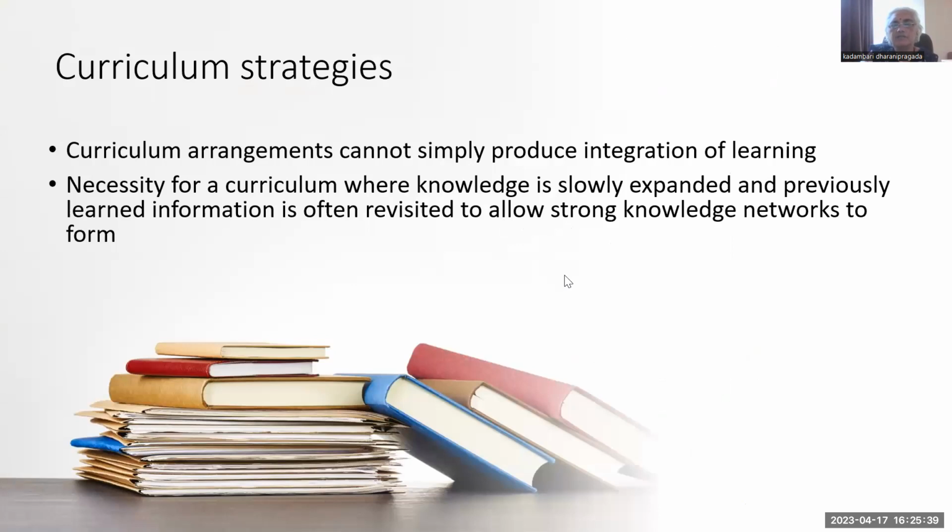So curriculum strategies themselves cannot simply produce integration of learning. So what we need to see is that knowledge is built slowly, and you often revisit the learned information. So anatomists should ask questions from the applied aspects or the surgical importance of anatomy. Surgeons should ask questions from anatomy to help them to make those connections. So that has to go on.